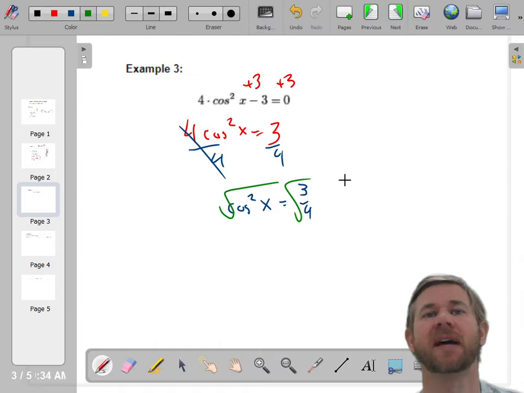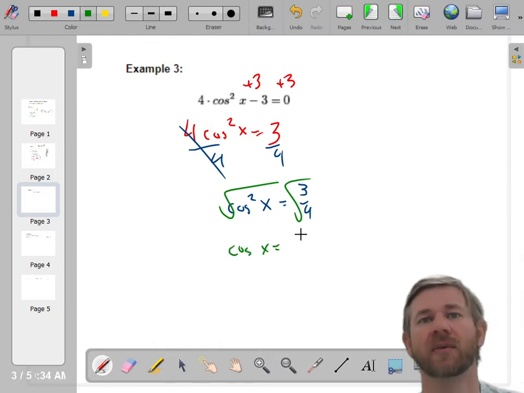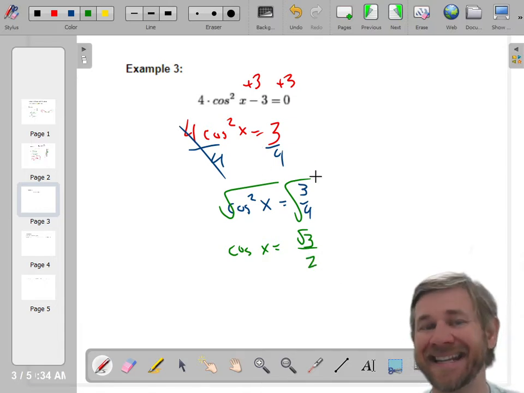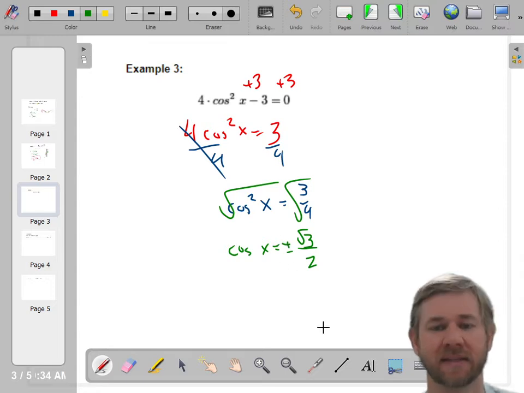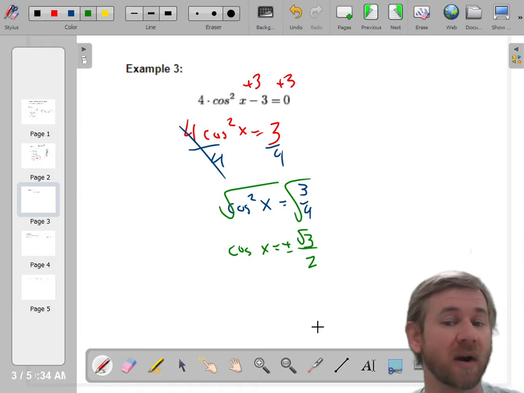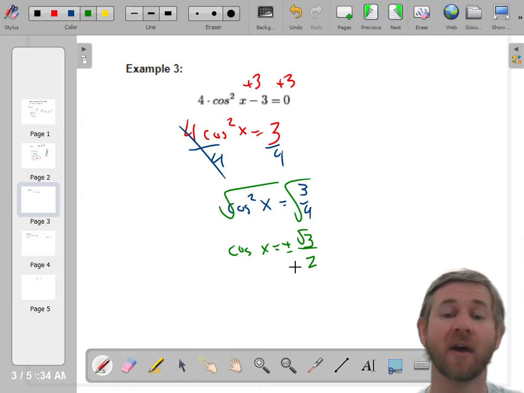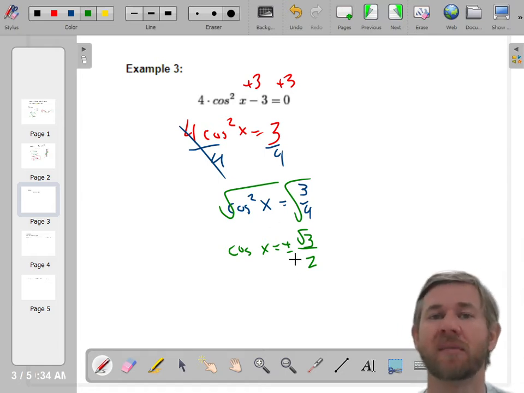Now I'll square root both sides, and this is where you've got to be real careful. So the square root of 3 is the square root of 3, and the square root of 4 is 2. But anytime you square root both sides, you've got to remember plus or minus, because a negative times a negative is still positive. It still works. So you're actually going to have a bunch more answers because plus or minus work.